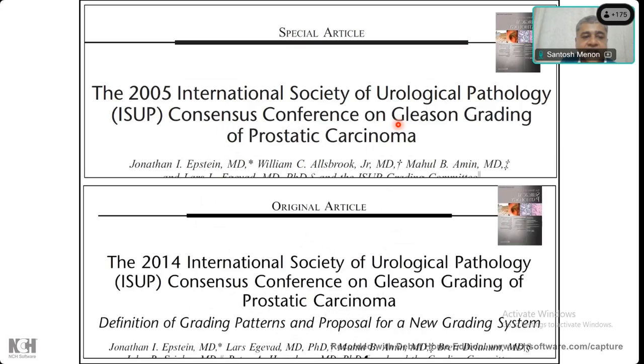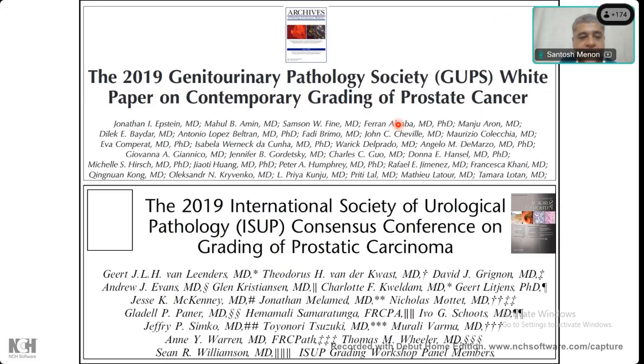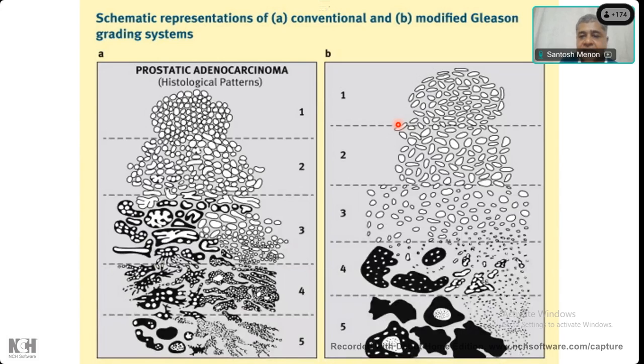And then there were modifications in 2005, 14, 22, and other papers in 2019 and 2020. I'll not go into the details. Sir, old Gleason is based only on low power magnification, not on high power. Old Gleason's, yes, I would agree with you. Even for the new Gleason, we say that pattern 4 should look like pattern 4 at low power. That's what they say, but we do end up looking at them more closely always.